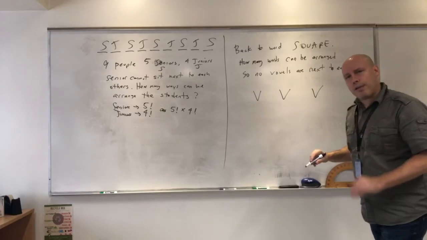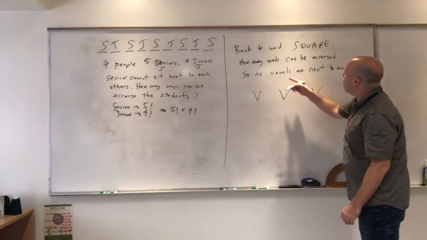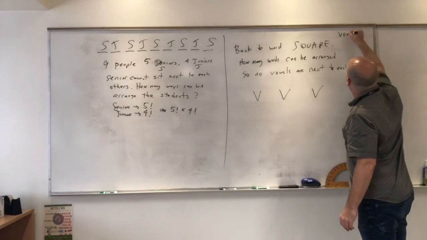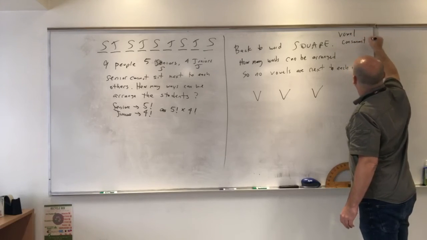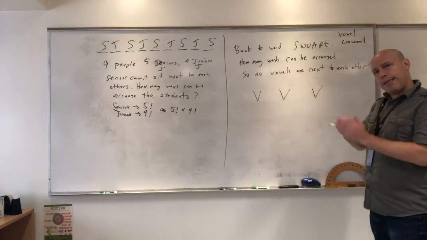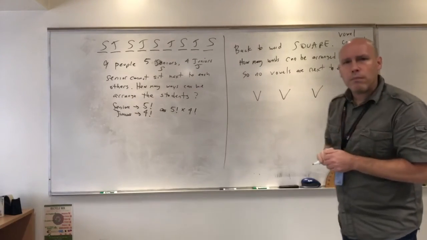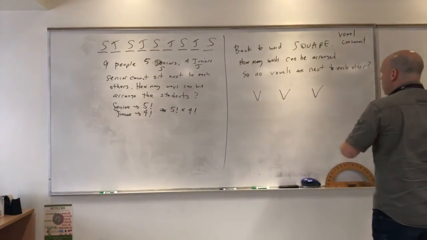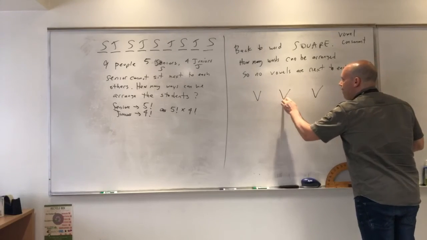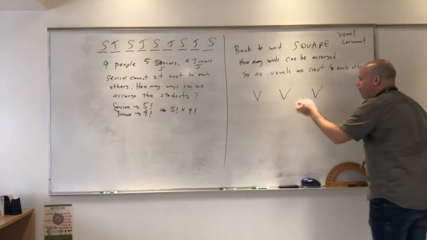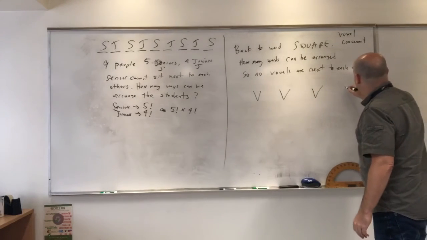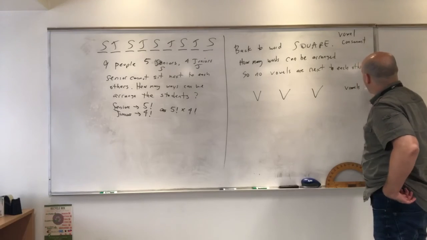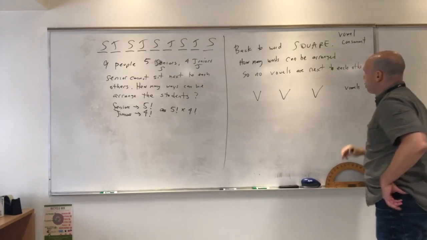Everyone's clear on vowels and consonants. If not, look up these words: vowel, consonants. Once again, if you're not sure, look up those words, please. And then, so we have vowel, vowel, vowel. So first of all, how many ways can the vowels be arranged? Well, the vowels can be arranged 3 factorial.